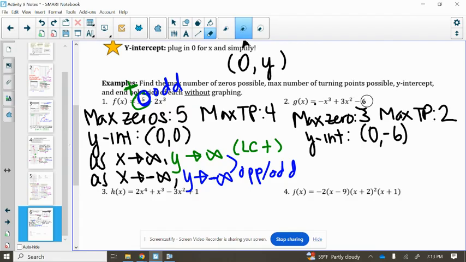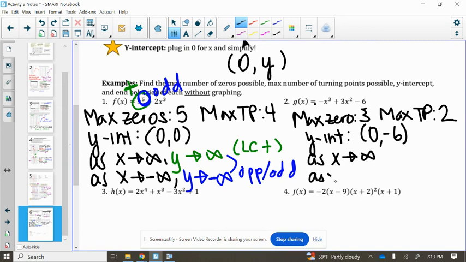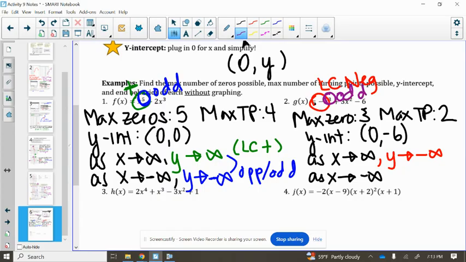And then last but not least, again, we're looking at our end behavior. So there's two pieces here. As x goes to positive infinity and as x goes to negative infinity, what's happening? Well, this time our leading coefficient is negative. So what that means is that our y values will go to negative infinity. And again, because the degree of our polynomial is odd, we know that our y values will go the opposite direction, to positive infinity, the other direction.